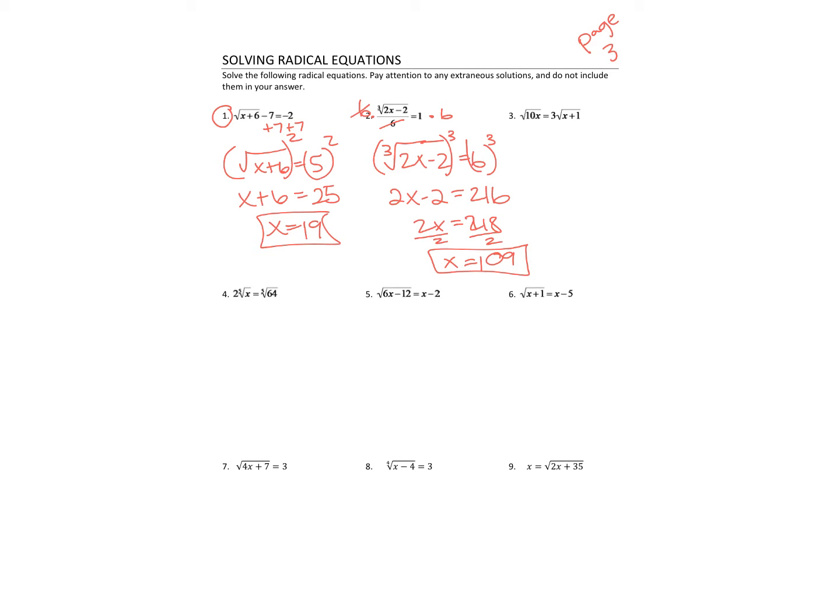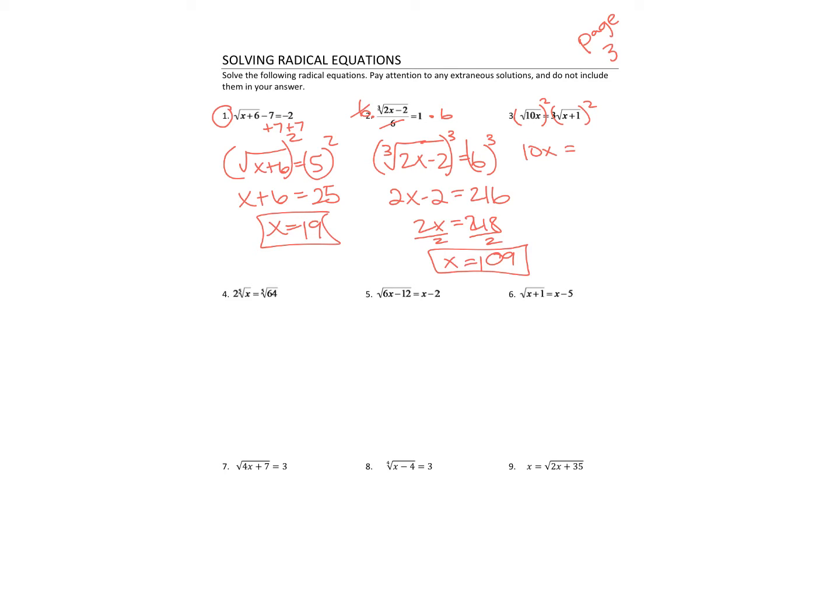So number 3 is an example of a problem where I have a radical on both sides. So they're separated, but there's really nothing to do with that 3. It's just got to stay where it's at, and I'm going to square both sides to cancel my radicals. So on the left side, I get the 10x.